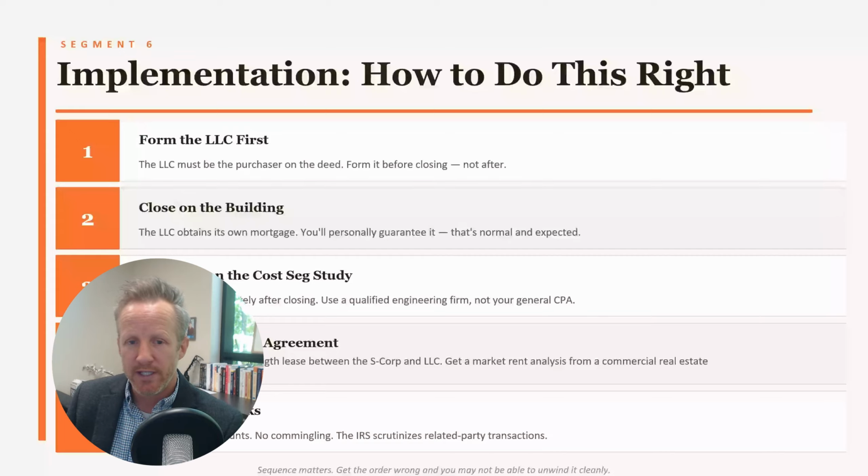Now, if you do it after, you can transfer the building into the LLC, and you'll need to talk to the right type of attorney to do that. But I don't recommend buying the building first and then forming the LLC. So form the LLC, extremely easy. You literally could go on LegalZoom to do it and pay a modest amount.